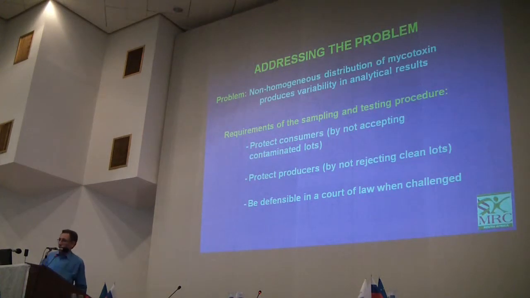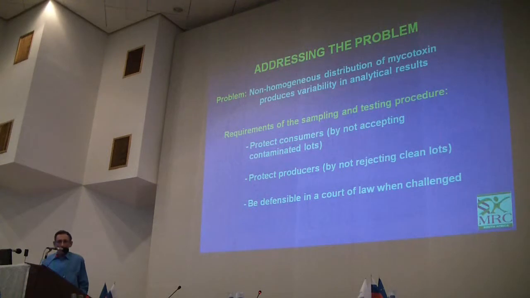So we have a very significant problem, but we can't ignore it. We have to address it. The problem is non-homogeneous distribution, and it's worthwhile to remind ourselves why do we do all this? Why are we here? And why do we go through all this trouble?